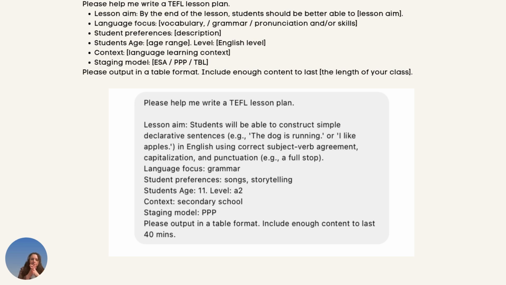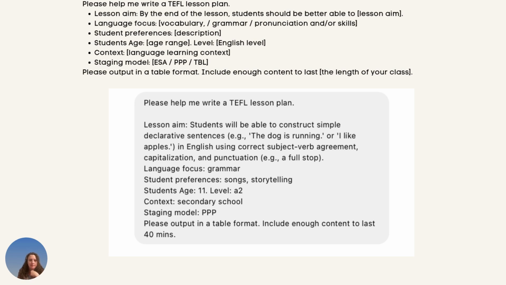And I tried it with ChatGPT. You can create a prompt like this. You could include in your prompt the lesson name, the language skills and sub skills, the level of the students, preferences, the context, the setting, the timing, time duration, and the staging model that you choose. And you can structure a prompt like this.